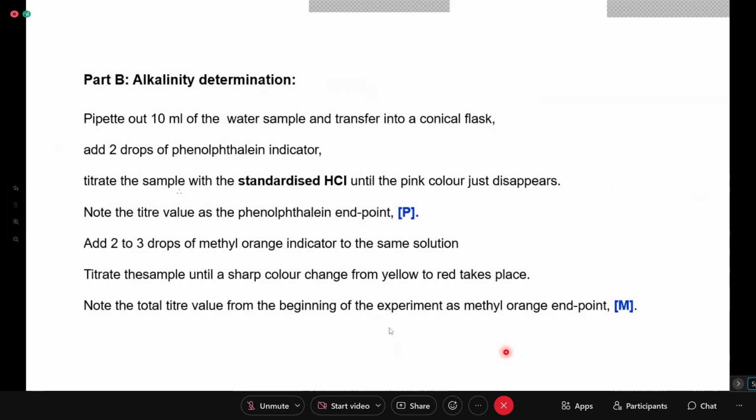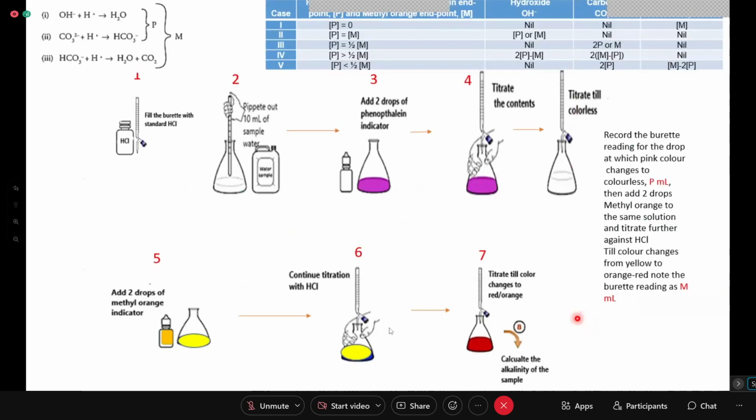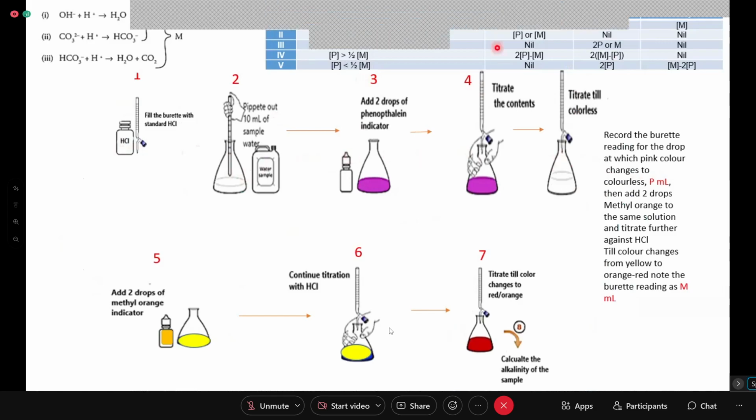Then the determination of alkalinity. Take the first water sample, pipette out 10 ml of water sample, add first phenolphthalein indicator, and titrate with the HCl solution which was earlier standardized. The pink color will turn colorless, and that will be the endpoint P. And when it turns colorless, you add methyl orange indicator, the second indicator, to the same solution, and titrate further, yellow to orange red. That will be M. So you don't have to draw these diagrams. This is just for your understanding of how you go for these different solutions.